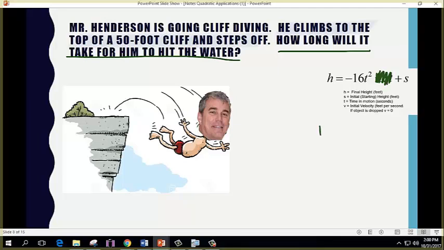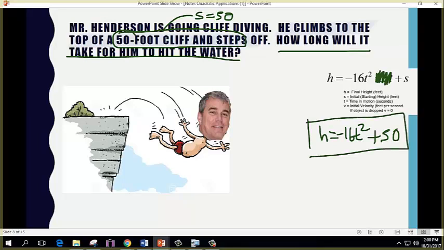So you got the h equals negative 16 t squared. We know that's part of it. This part here is the only part that we actually need, which is your s. So s is equal to 50, because that's your initial height that you're starting at. And it doesn't tell you that you have an initial velocity, so this is literally all you can take away from this equation.